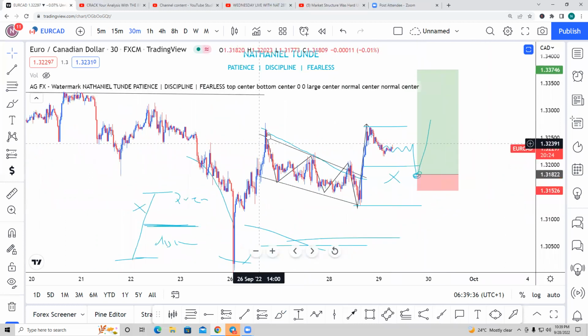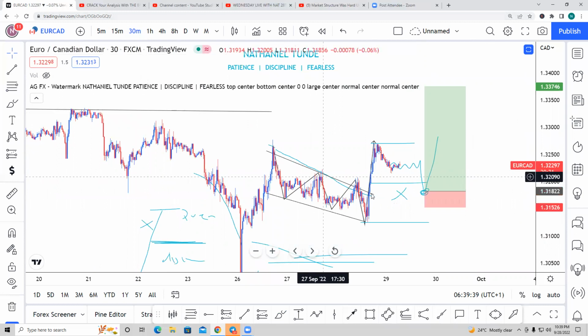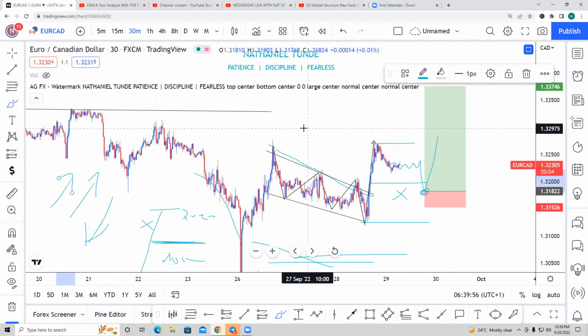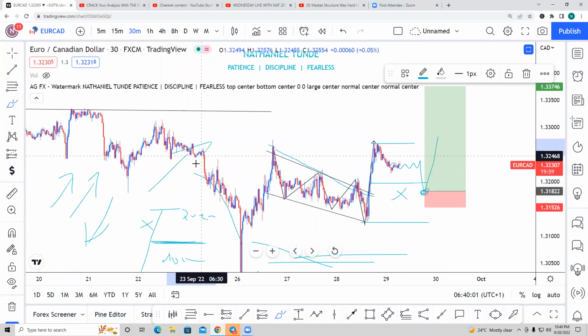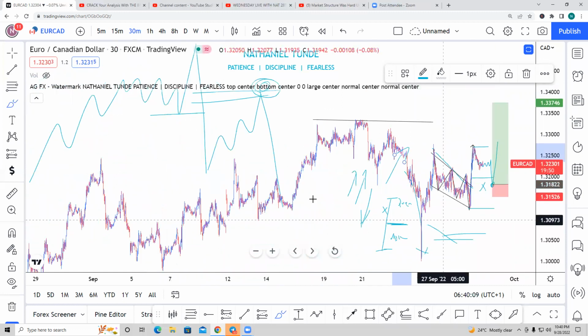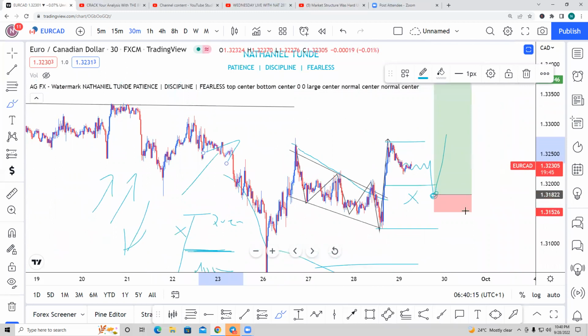So that's my expectation for Eurocad. And if you check the COT data for Euro, you will see that Euro is bullish. A lot of investors are closing their short positions on Euro and increasing their long positions. Right now, we have a positive net position for Euro. Though CAD too has a positive net position, the positive net position you have for Euro is far more than CAD.